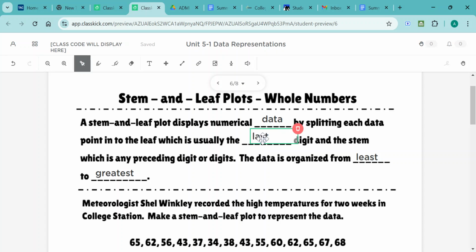All right, just double check, make sure you put last right here, because I know I put first because I was doing a little incorrect. So make sure you put last. It's usually the last digit, and the stem is any numbers before the last, or the preceding digits.